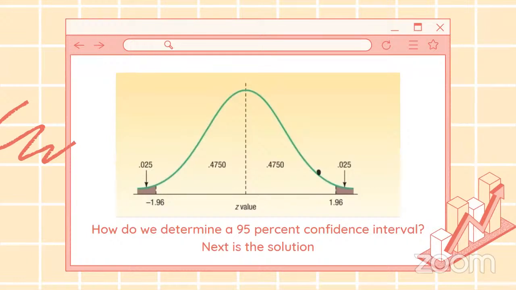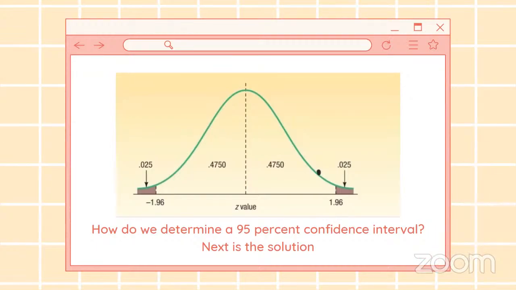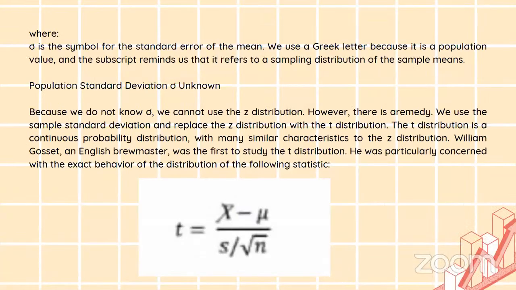How to determine a 95% confidence interval? Next is the solution. Here sigma sub x bar is the symbol for the standard error of the mean. We use a Greek letter because it is a population value, and the subscript reminds us that it refers to a sampling distribution of the sample means.